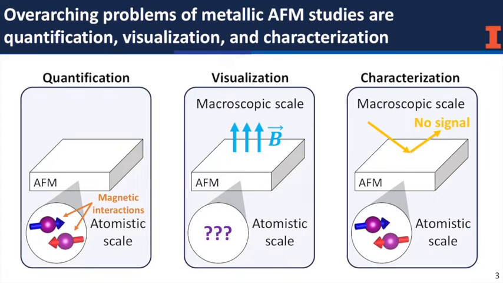Lastly, characterization of metallic antiferromagnets. Due to the absence of the net magnetization, conventional characterization tools are mostly unavailable, thus it is important to find another way to characterize the antiferromagnetic features. In conclusion, these overarching problems prevent the discovery of new metallic antiferromagnets with better performance. So I believe the first principle method might provide a solution for these problems.